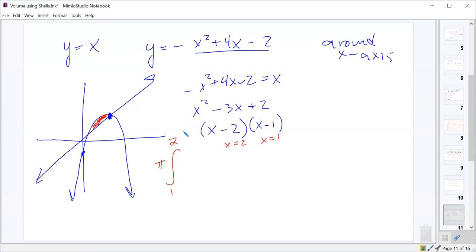What's the outer radius? The distance from the x-axis to the upper function. So that'd be negative x squared plus 4x minus 2, minus the inner radius, which should be just x. So x squared dx. Good or no?